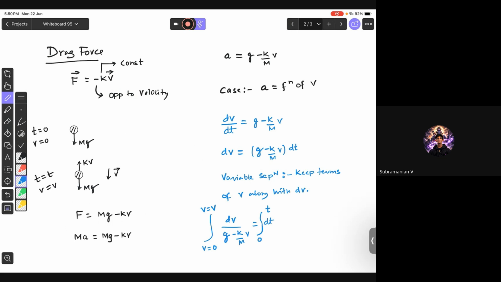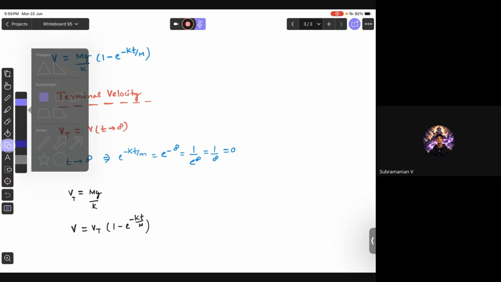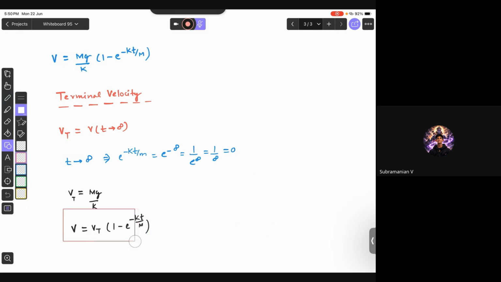This is already done in the class. I'm just giving a recap of the last class. Understood, no? So this is how you must know this result of velocity. Now the graph of this thing you should know. It's a very famous graph.